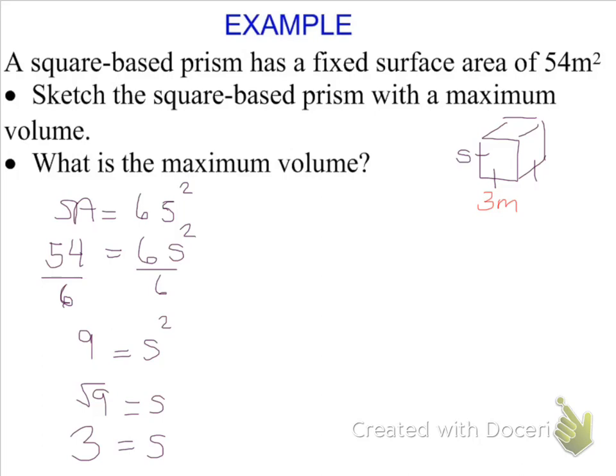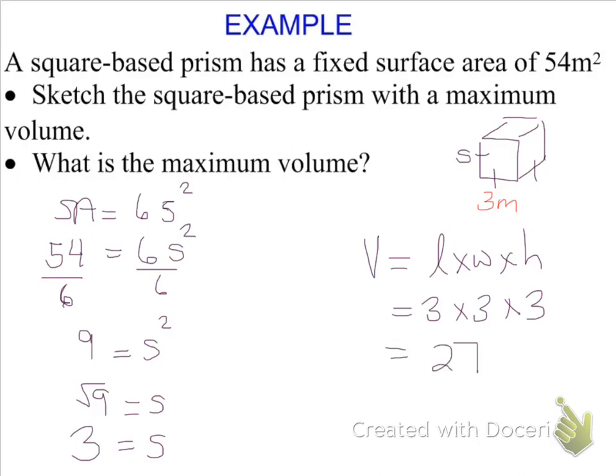That's the first part of the question. Sketch the square-based prism with the maximum volume. If we want to know the volume, we have to think of the formula for volume. It's length times width times height, and in this case it'll be 3 times 3 times 3, which is 27, and the units for volume are meters cubed.